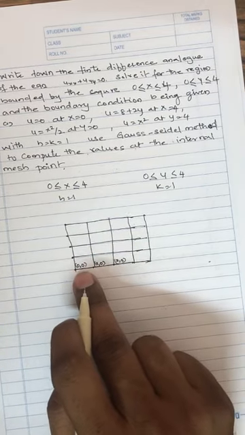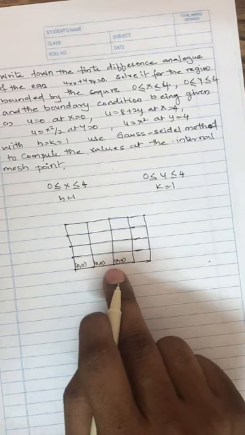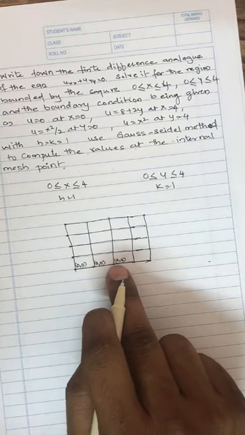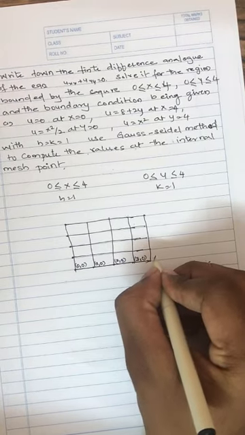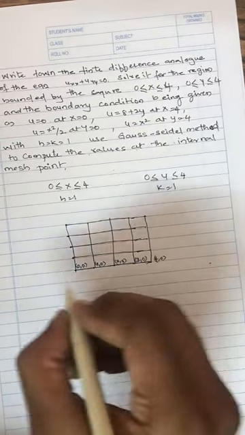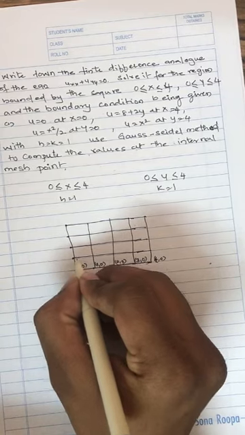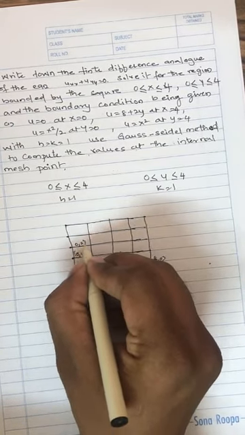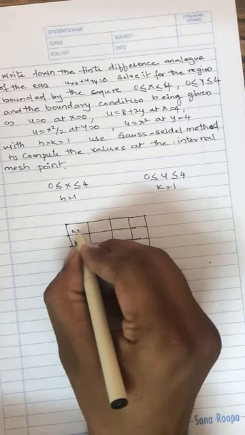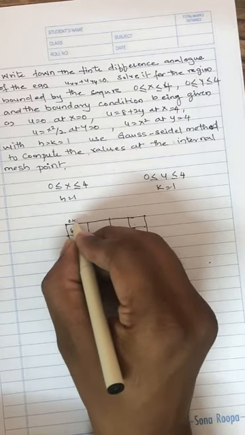So x will be 0, x plus h will be 1, and again x plus h will be 1 plus 1, which is 2. Like this, here 0, 3, then this is 4 comma 0. Similarly, this way if I move it, x will remain 0, y will be 1, 0, 2, 0, 3, 0, 4.